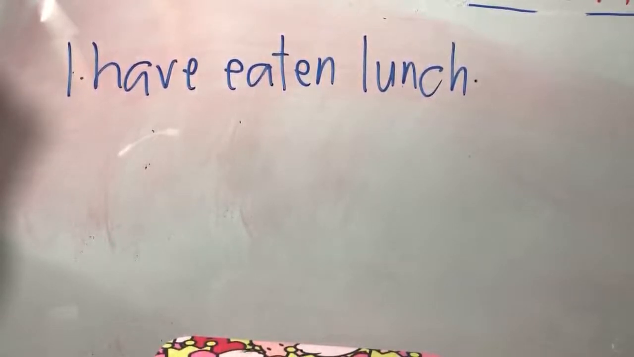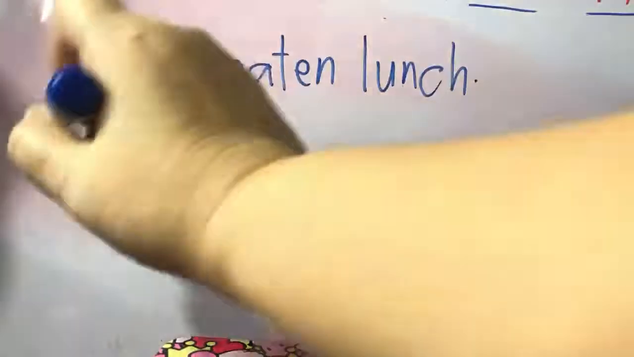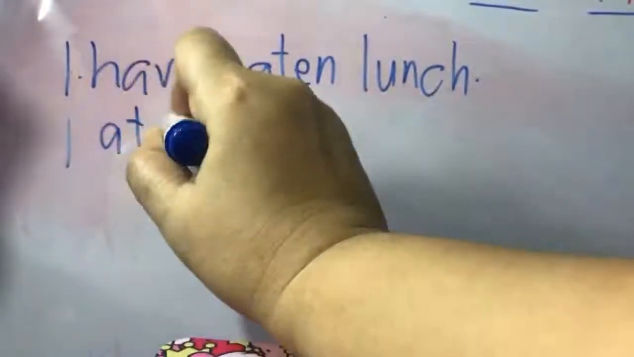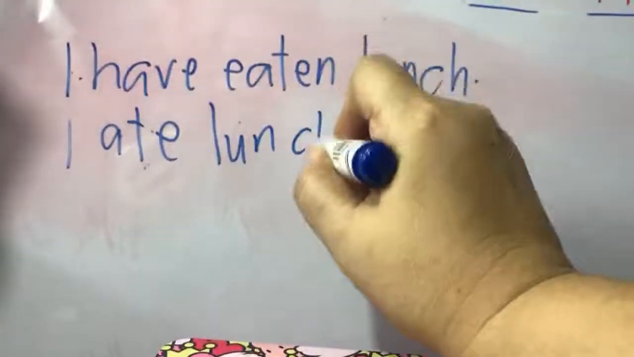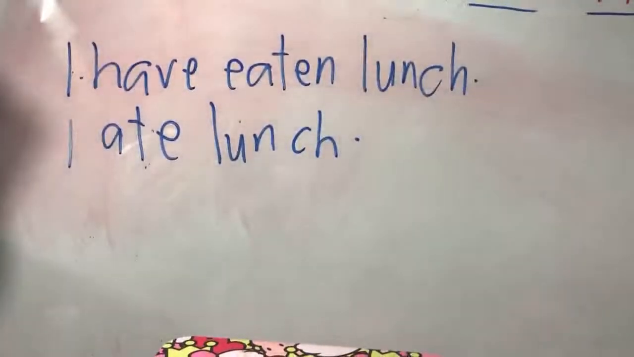Mizuki? Okay. Demo, can we use the simple past? Can we use I ate lunch? Yes. Dochira mo ii. You can use I have eaten lunch or I ate lunch. Why? Because they happened in the past, right? It happened in the past.